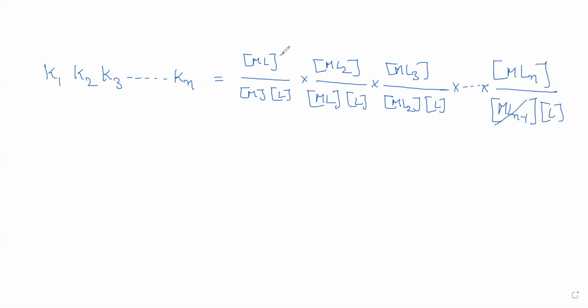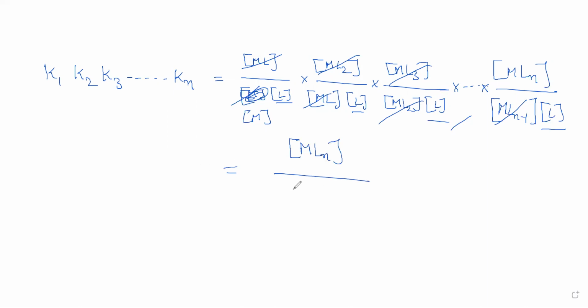Now you see ML, ML, like this it will get cancelled. M will stay as is. M will not get cancelled. ML, ML, ML2, ML2, ML3, ML3, like this it will go on cancelling, up to MLn minus 1. Now how many L's are there? You see n L's are there. So on the top I get MLn divided by concentration of M into L whole power n. This is what I get finally.